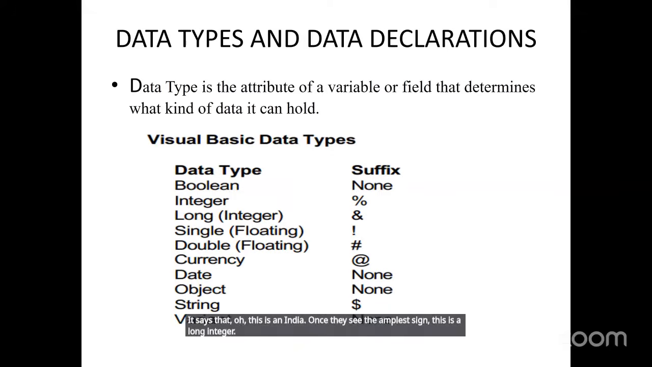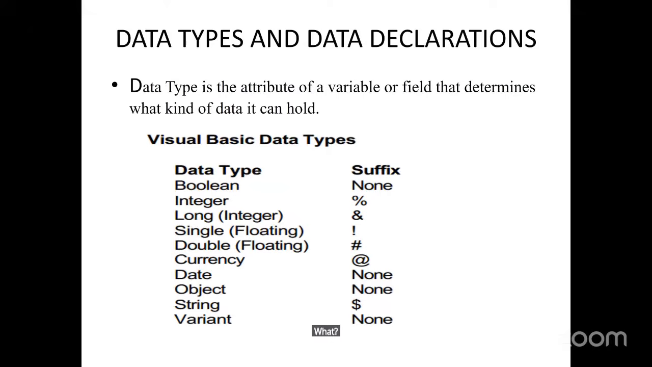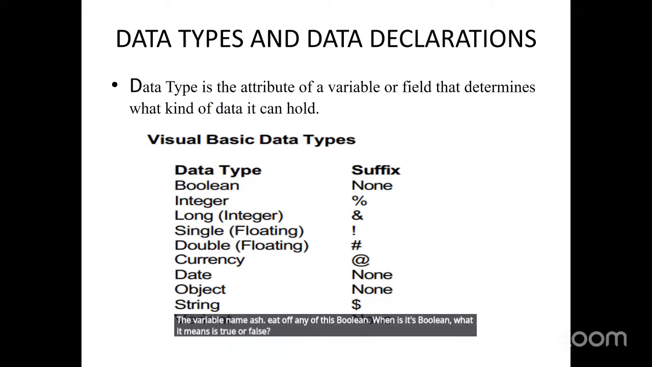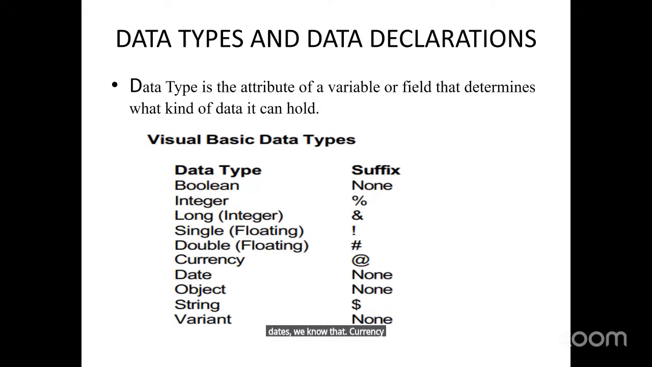But when the recent ones come, they are declared explicitly with the name of the data type. That's why I have the Dim, the variable name, as any of these. Boolean means true or false. Date, we know that. Currency, we know that. String, we know that. Variant and object are just saying, look, create anything and let them take the form at runtime as they come up.